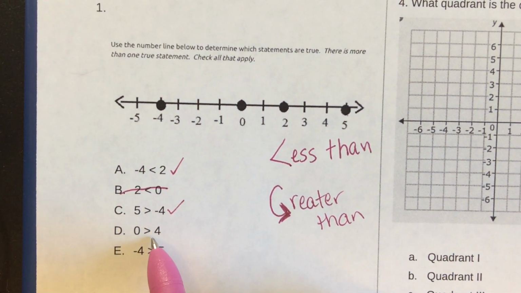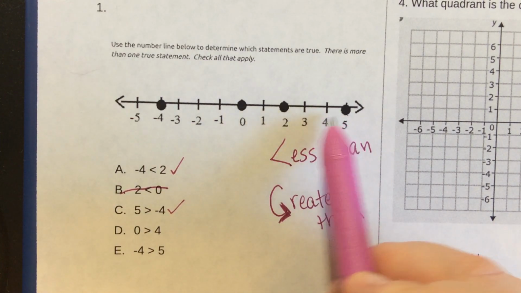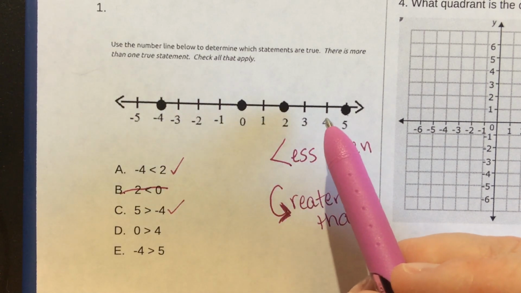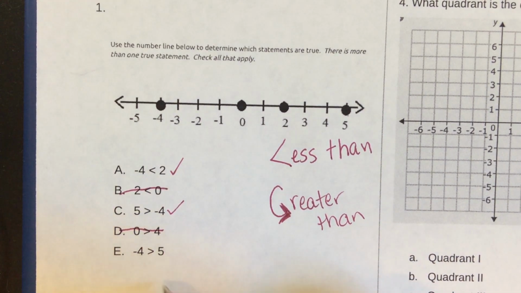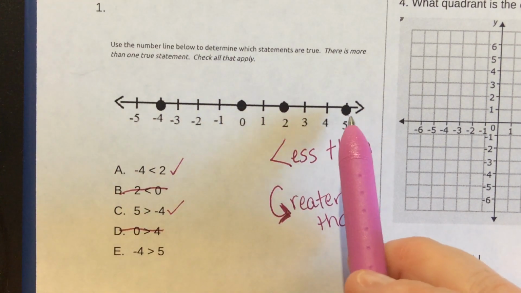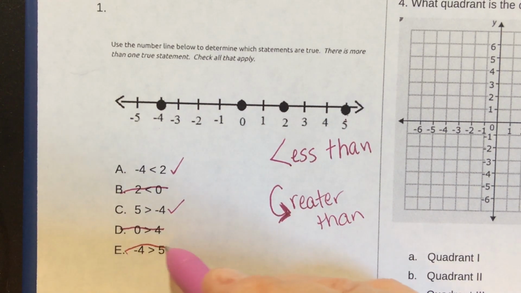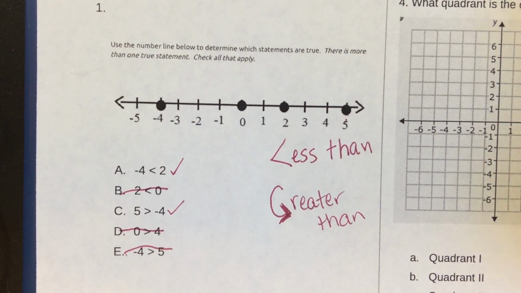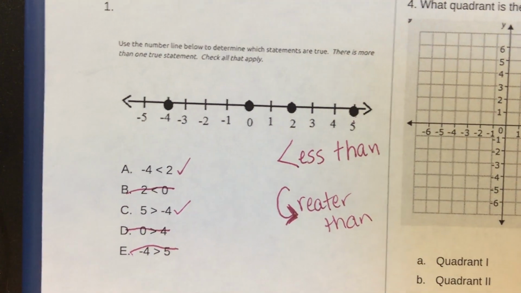Is 0 greater than 4? 0 is, it's not a -4, it's just 4, so it must be false. Okay, is -4 greater than 5? No, it's less than. All right, so it was just those two answers there, okay? Unless there was a typo on this one, because there's not a -4, maybe it was supposed to be -4. I don't know. But these are the two correct answers right now.